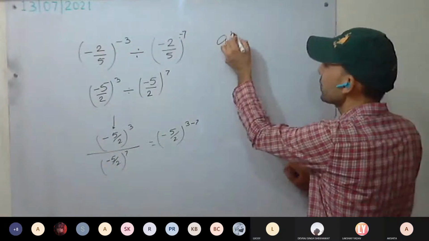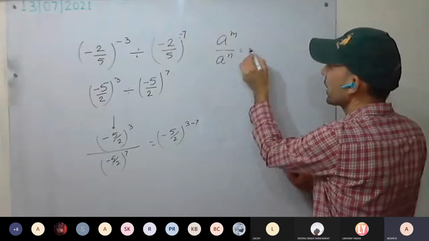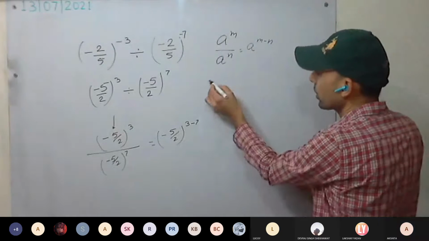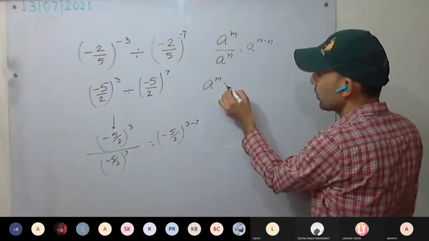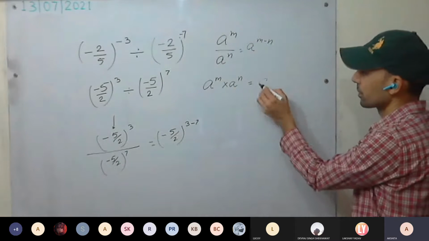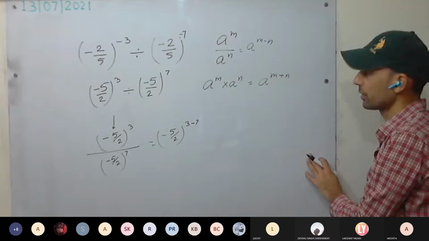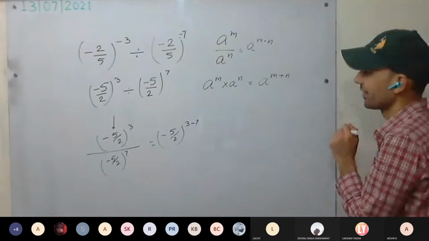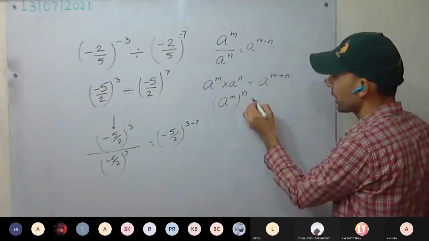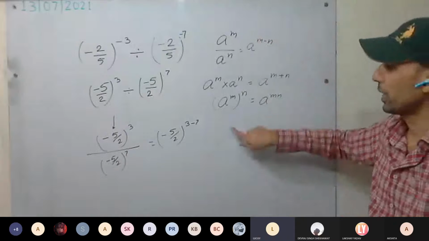Do you remember a raised to power m upon a raised to power n? When bases are same, we can write it like this: m minus n. Or if it is a raised to power m into a raised to power n, then a raised to m plus n. If it is a raised to power m, the whole raised to power n, it is mn. Okay, we'll take examples of them as well.